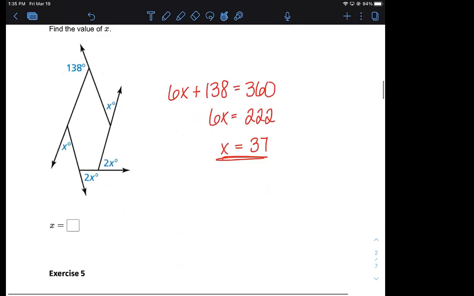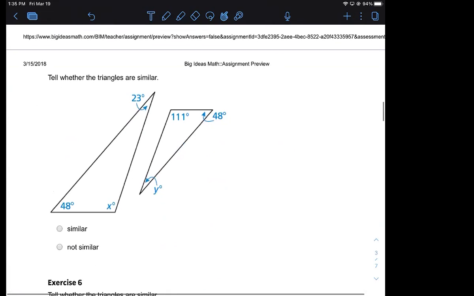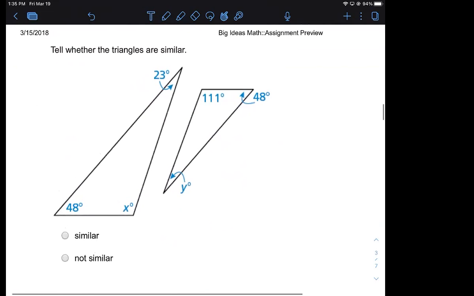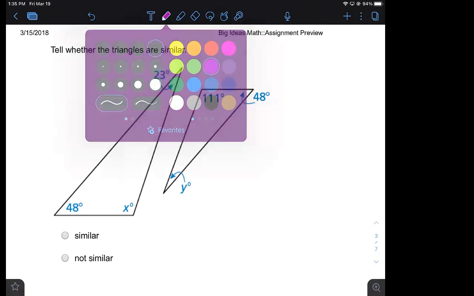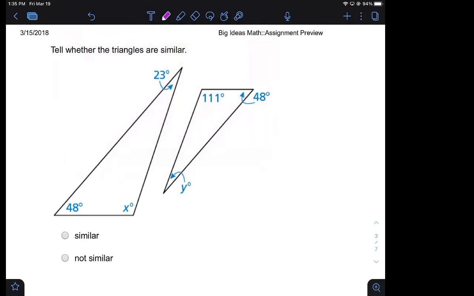Number 5. Number 5 says tell whether these triangles are similar. And so we're going to have to show some sort of work here to figure this out. Or you wouldn't have to if they had two of the same angle. That's true. We would just mention that.